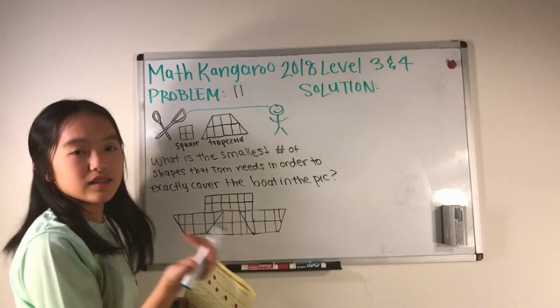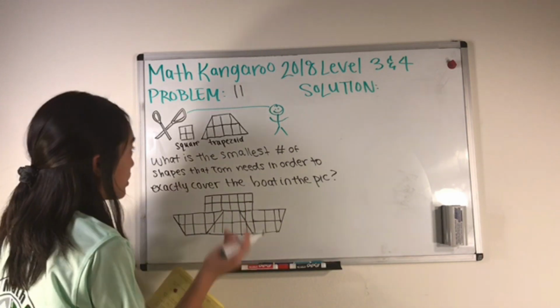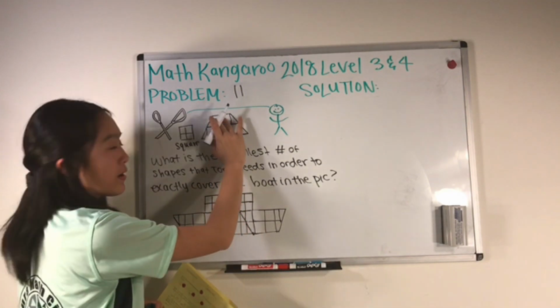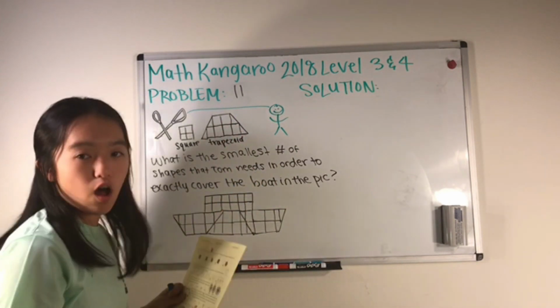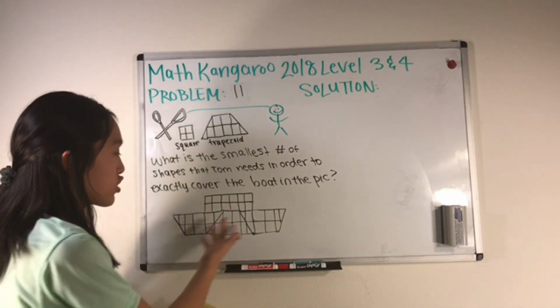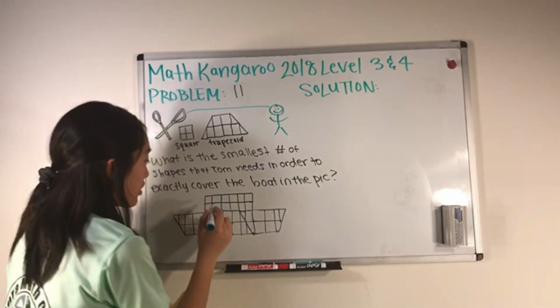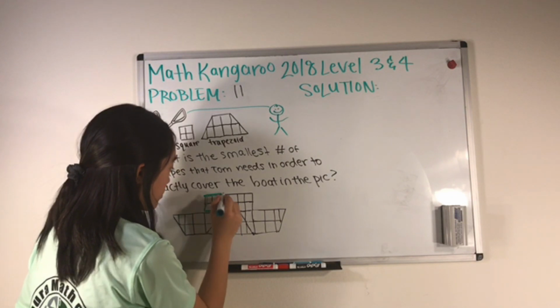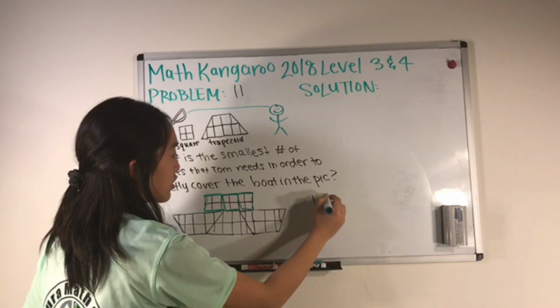Now, in order to solve this problem, you just outline all the squares and trapezoids you see in the picture. So for trapezoids, the top has 2 full units and the bottom has 4 full units. So you can use this knowledge to fully identify the trapezoids in the picture. And for the square, it's 2 by 2. So here we already have 1 square, 2 squares, and 3 squares. So that's 3 shapes already.